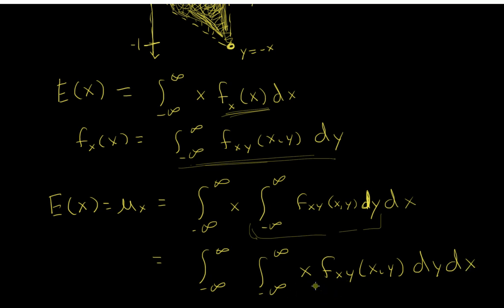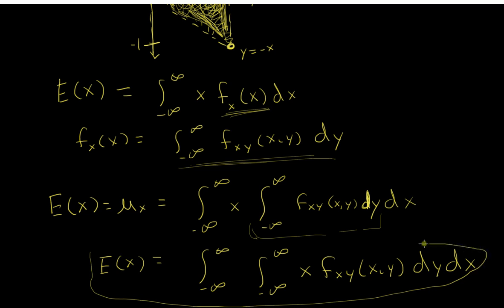Now, the question on the discussion board asked, what's the deal? Sometimes you see it written dy dx, and sometimes you see this written dx dy. By definition, this is the expected value of x. I've combined two different definitions, but basically this is the expected value of x when you have a joint distribution xy.